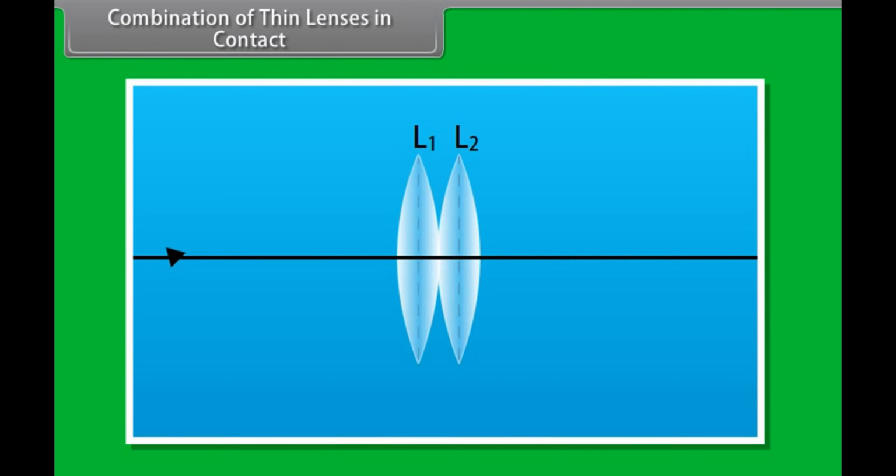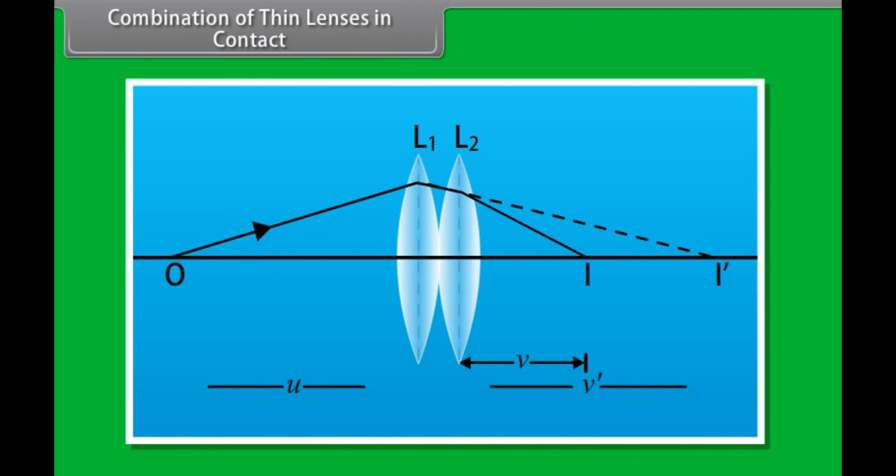Combination of thin lenses in contact. Suppose two thin convex lenses L1 and L2 are placed in contact in such a way that they have the same common axis. The focal lengths of the lenses are f1 and f2 respectively, and the medium is the same on both sides of the lenses. O is a point object on the principal axis at a distance u from the first lens, L1.